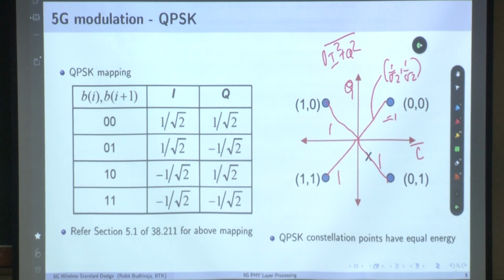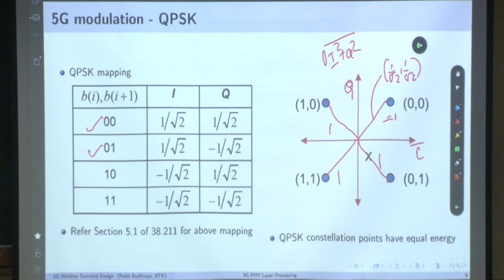And that's crucial from a scrambler perspective. Whatever the pair of input bits, whether it's 0,0 or 0,1, you are going to transmit an equal energy constellation point, because all of them have equal energy. So the standard imposes a constraint that the average transmit energy should be unity.